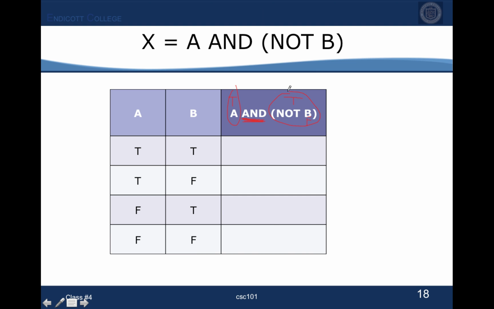I think I maybe just sort of hopefully did this, right? The only time I'm going to get true here is if A is true and not B is true, which is equivalent to saying B is false. So if hopefully you're following along with me here, my second row here is the only time I'm going to get true. So if I'm trying to fill in my answers here, I get true if A is true and B is false. That's the only way I'm going to get true here. And that's the only time an AND operator is ever true, is if both pieces are true.